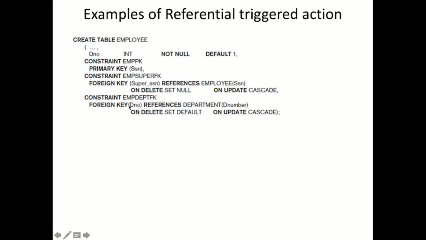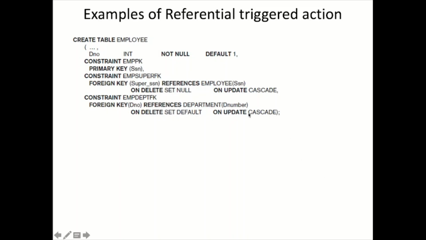Similarly here, foreign key department references department number. If some deletion occurs and there is a violation of the foreign key, that referential integrity constraint, on delete we will set some default value. We have given the default value as 1. So if that is deleted, the department value will be set to the default value. Or if some update operation happens, then the cascade operation should be done. Cascade means it has to be affected in all the tables. If you are changing some department number value, then that department value should be updated in both these tables.